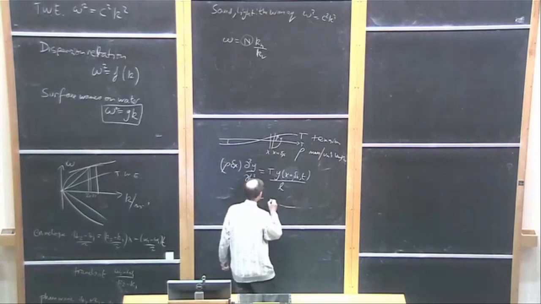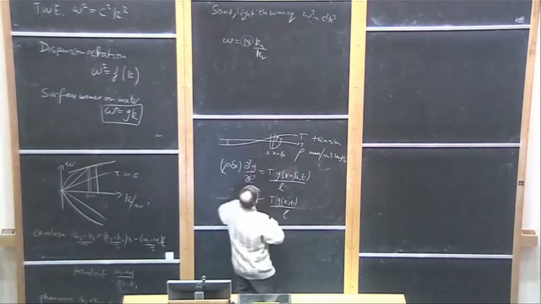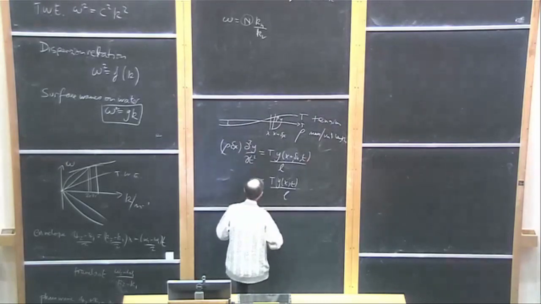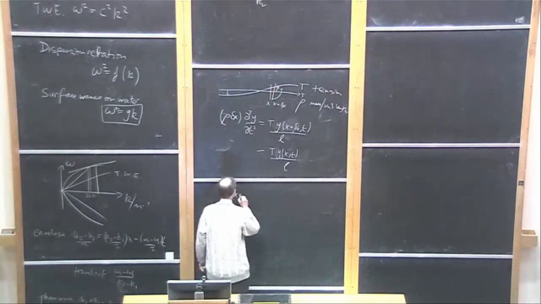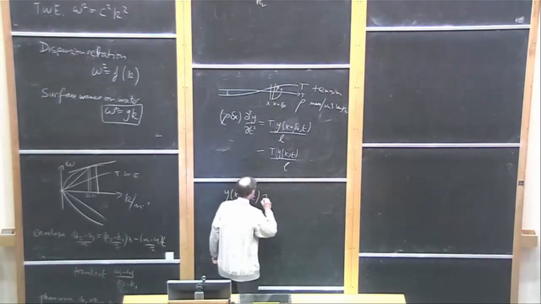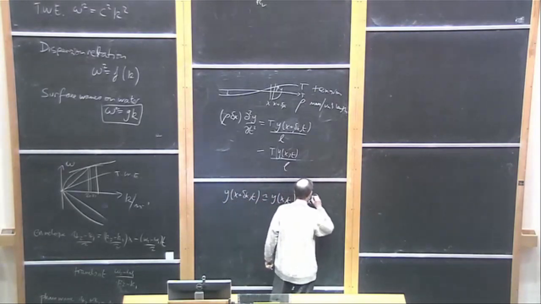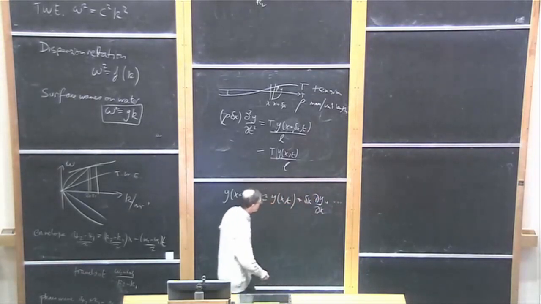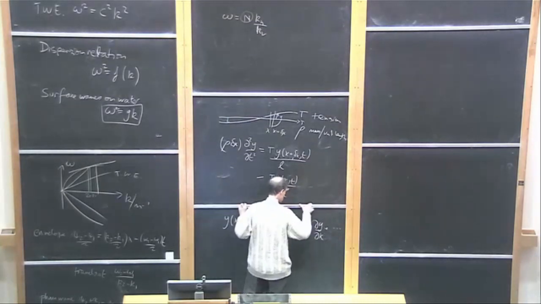And then there's also a force minus T times y of x, t over L, which is the force at x, pulling it back down again. And the difference of those two forces: y of x plus delta x, t, is approximately y of x, t plus delta x dy by dx plus higher order terms. I can choose delta x as small as I like, so I can make the higher order terms negligibly small.